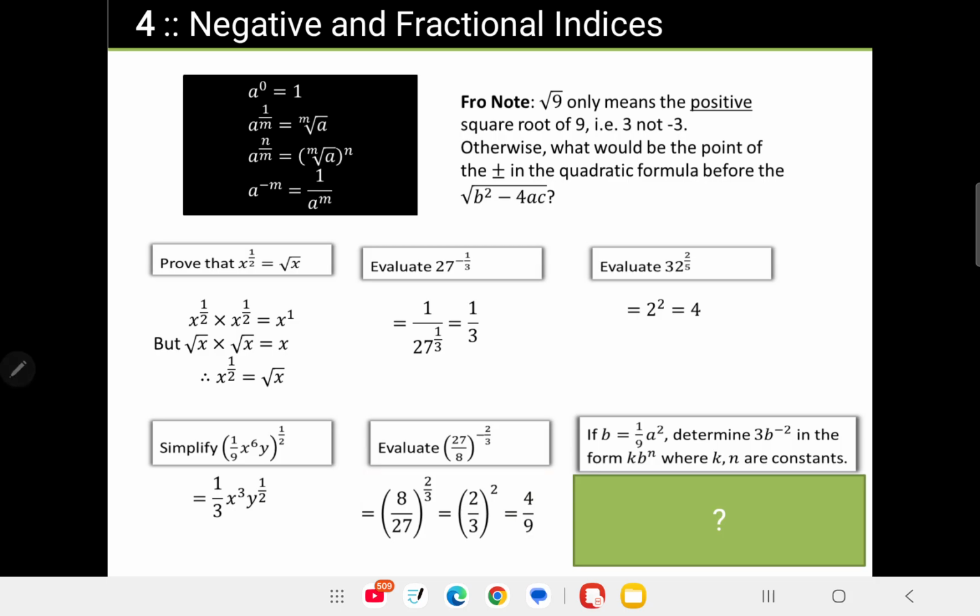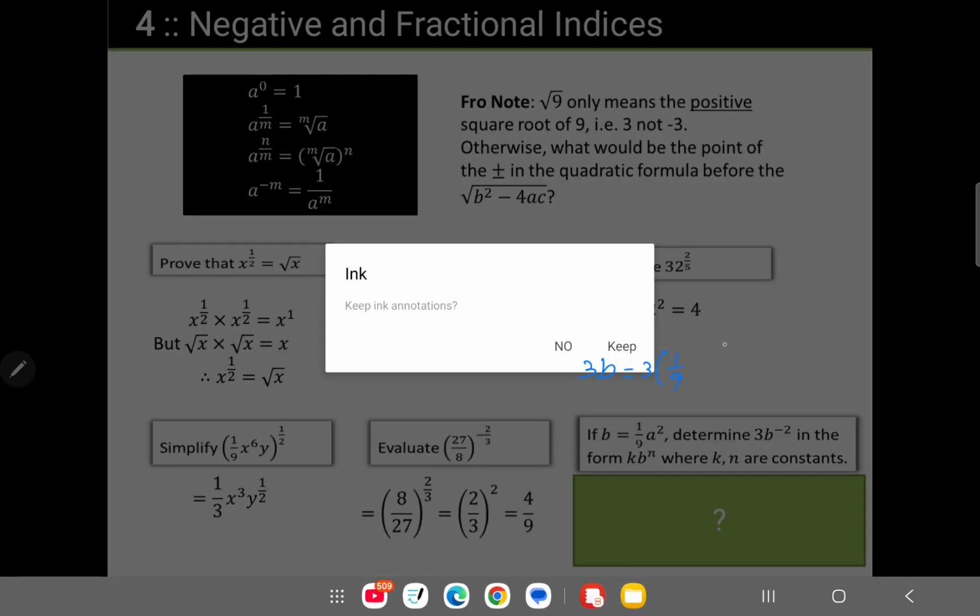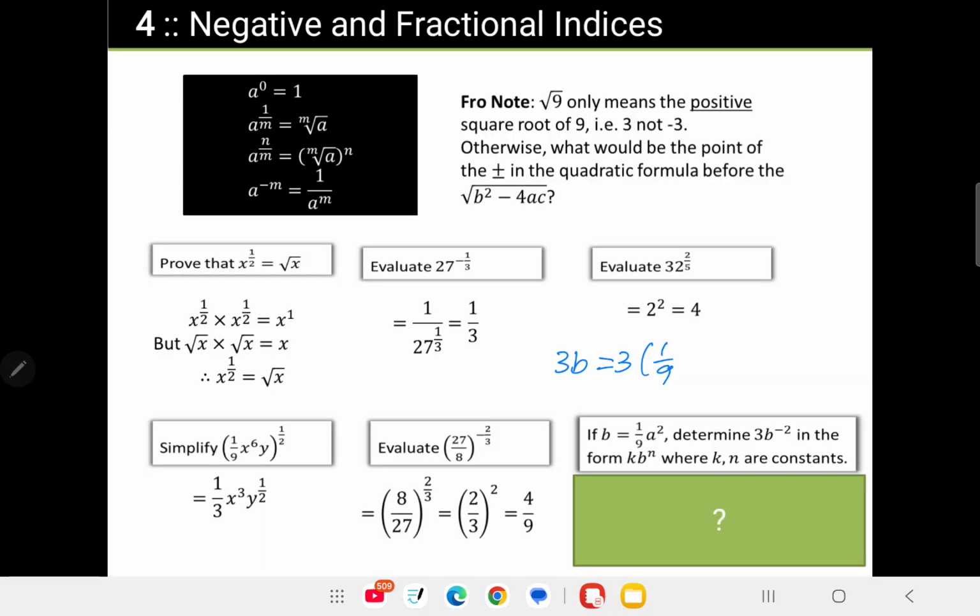Okay, so the next question is, if b equals 1 over 9 a power 2, determine 3b to the power minus 2 in the form k b power n, where k and n are constants. Okay, so we need to work this out from here. If you multiply by 3 on both sides, it will be 3b equals 3 times 1 over 9 a to the power 2. So 3 times 1 over 9 is 1 over 3 a to the power 2.